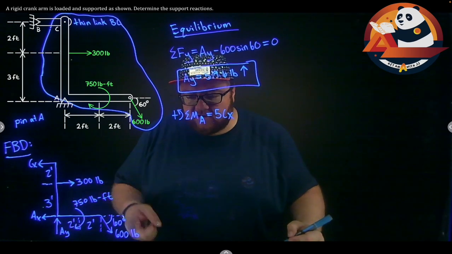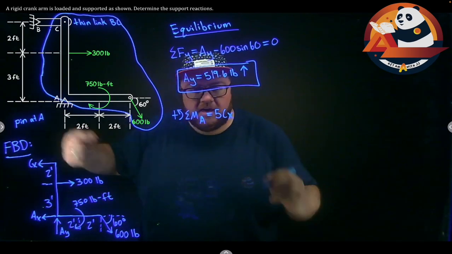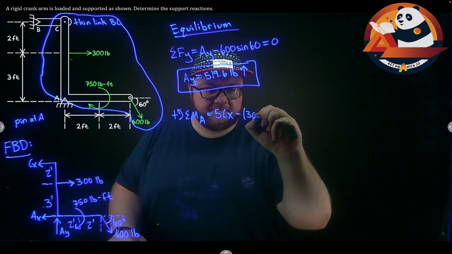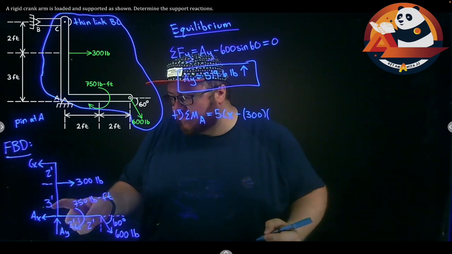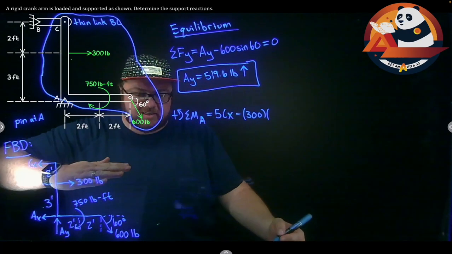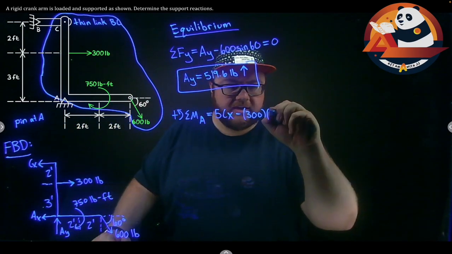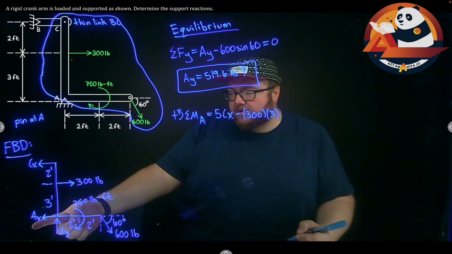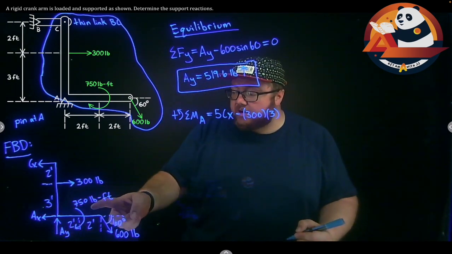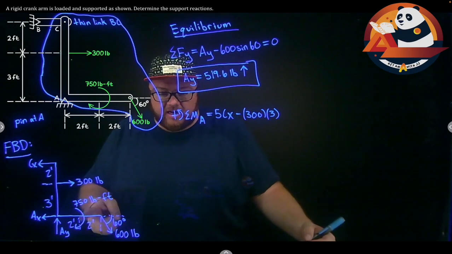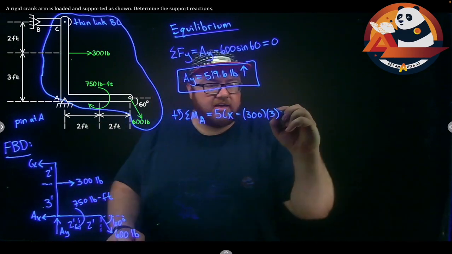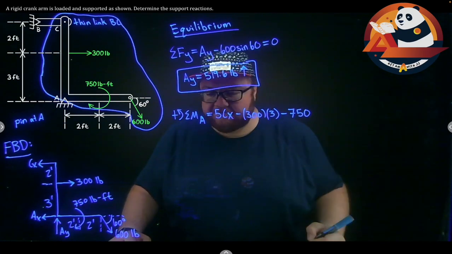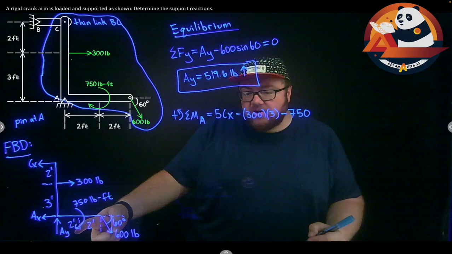My 300 pounds will cause a clockwise rotation about A, so I'm going to subtract it off. Minus my force is 300, and my distance for this should be 3 feet. The Y distance from the force down to A, 3. We already said we don't include AX and AY. We will include this couple moment. It's going clockwise. That was a given piece for us. So just minus 750. It doesn't matter that that's located 2 feet in.